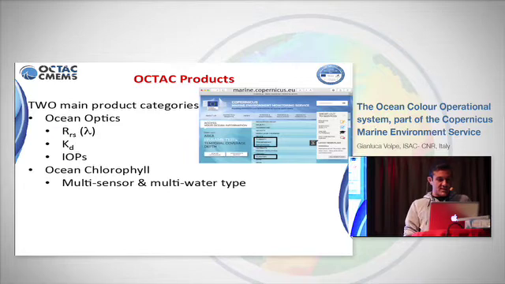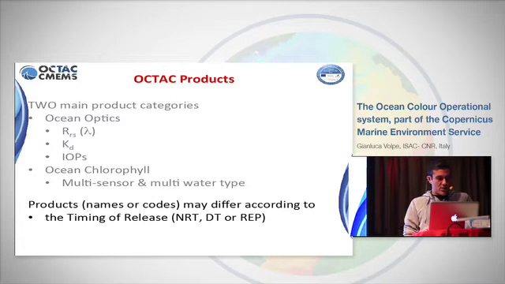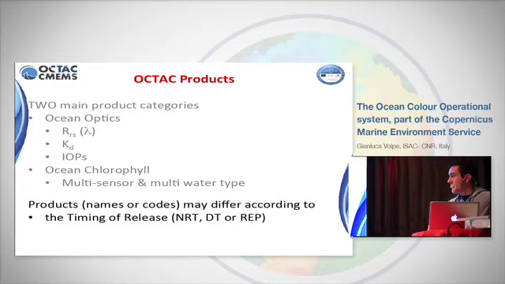The one we provide is multi-sensor and multi-water type, which is a difference from what you can get from space agencies' websites. The names or codes of the products that you can find on the websites may differ according to the time with which they are made available to users, which is the near real time, the delayed time, or the reprocessed data.